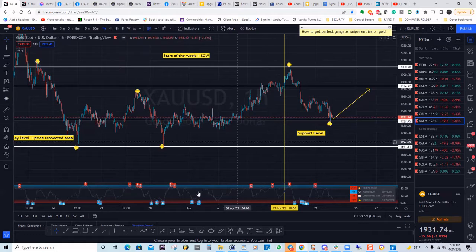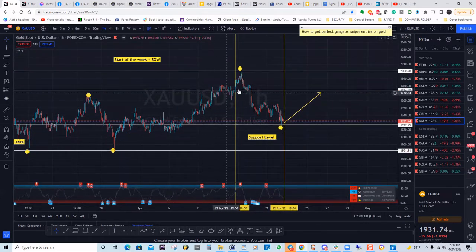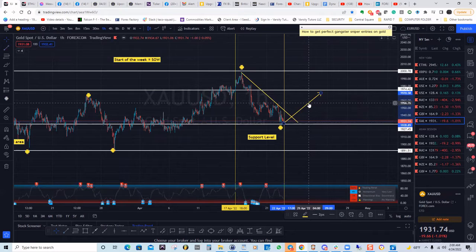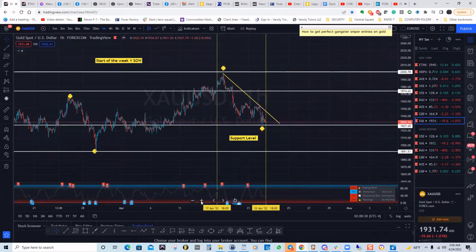So this is the week of gold. This is what gold did for the whole week. So gold came up here, hit a high, and dropped for the whole week. So we should have been in sales for the whole week. We can come down here and draw a trend line, and you can see clearly that gold was bearish all day, every day.